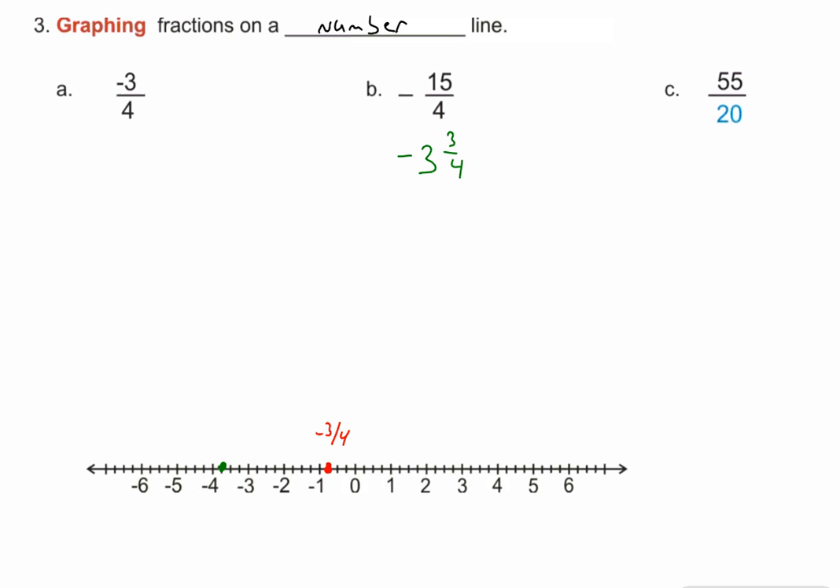Is it now in the correct place? Yes, because this would have been -3 1/4, -3 2/4, and he correctly put it at -3 3/4. My advice to you is change it to a mixed number, and it should be easier to graph once you know it's a mixed number. All right, let's do the last one. Last one. Come on, Daniel.